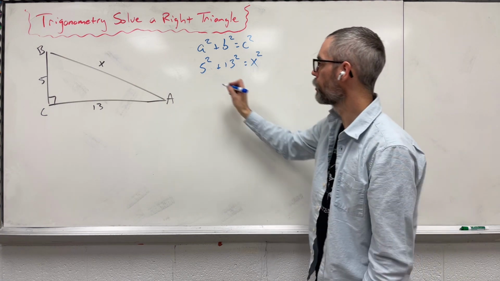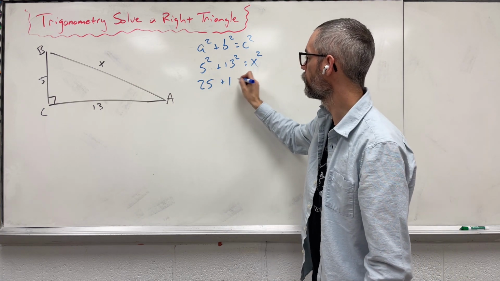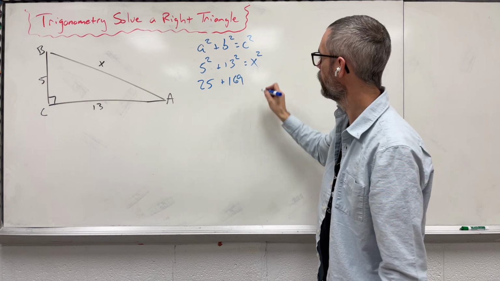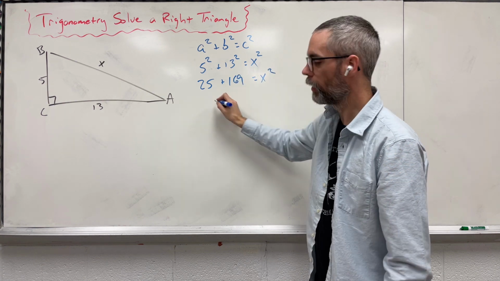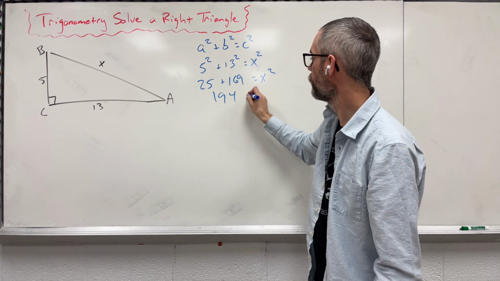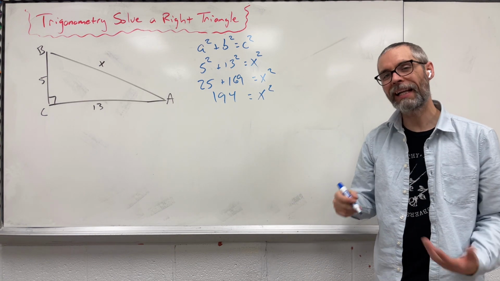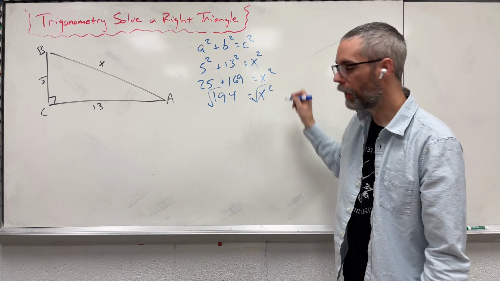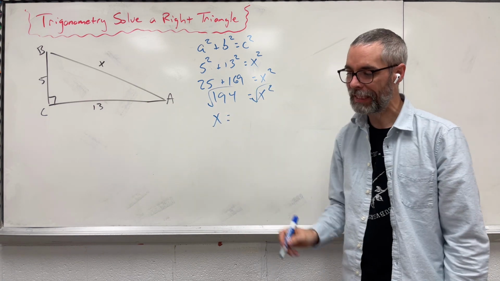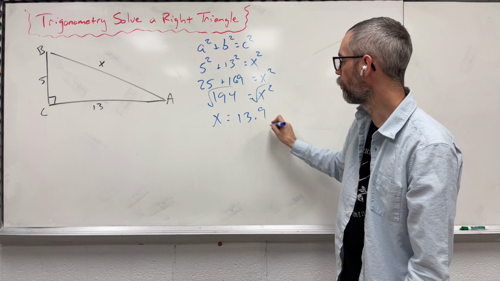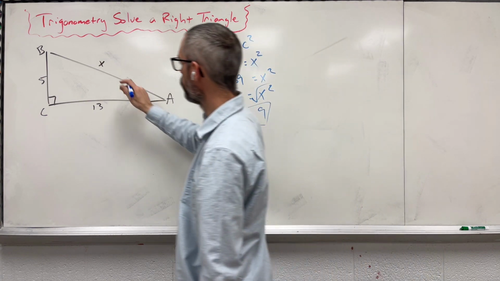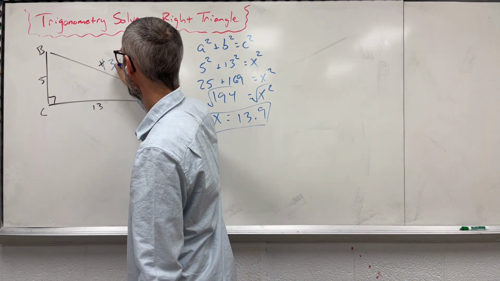Then let's just do our algebra. We get 25 plus 169 equals x squared. Together that gives me 194. And in order to undo that exponent of 2, I got to take the square root. So I go like that, I go like that. X ends up being about 13.9. So there's one answer that we're looking for.